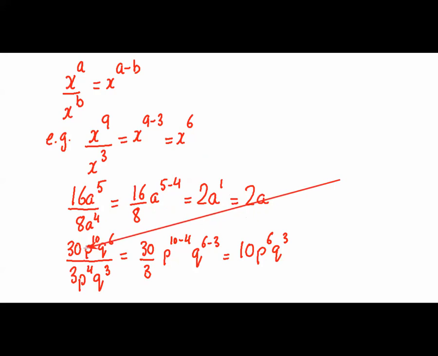Last example, 30p to the power 10, q to the power 6, over 3 p to the power 4 q to the power 3. So this time two variables are appearing, p and q. Divide the number by the number, divide 30 by 3, p to the power 10 minus 4. So you must subtract the powers of those variables which have the same base. So 10 minus 4 and q to the power 6 minus 3. This is what it simplifies to.